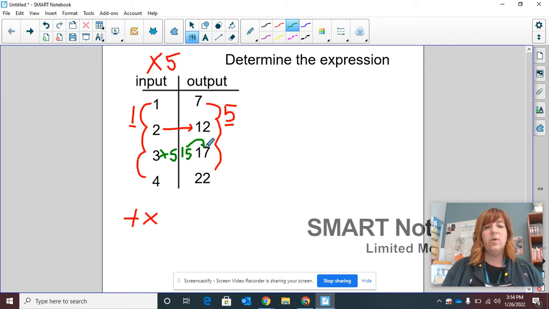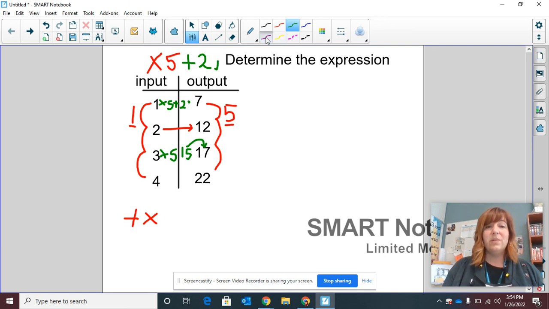So I need to figure out what I have to do to 15 to get to 17. Well, it's getting bigger, so I'm going to add, and it's getting bigger by 2. So I'm going to add 2. If I try this in any other spot and it works, it means I did it right. So I'm going to try times 5 plus 2, and 1 times 5 plus 2 does equal 7. So that means this is correct.